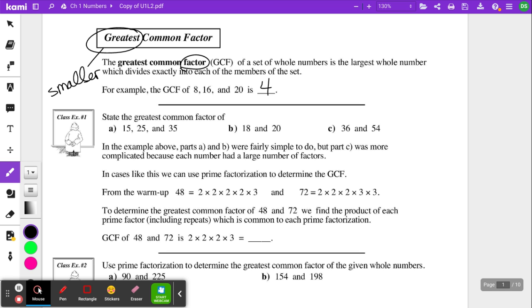Okay, what would be the greatest common factor of 15, 25, and 35? Anybody want to tell me? I heard 5. Anything bigger? Is it the only common factor besides 1? Yeah, because 3 doesn't go into 25. So 5, good. Greatest common factor of 18 and 20?